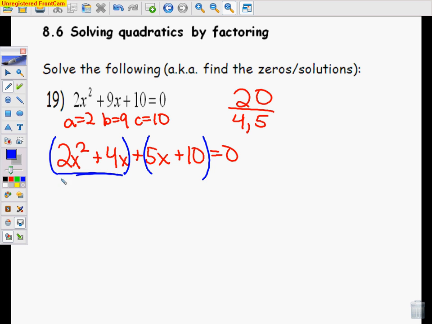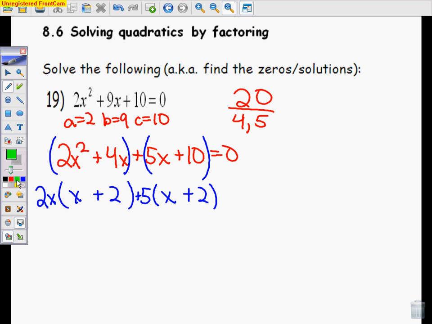The GCF that factors out of this first set of parentheses is a positive 2 and an x. So that leaves you on the inside with x plus 2. The GCF that factors out of this set of parentheses is a positive 5, so we're going to take that out. And that, once again, will leave you with an x plus 2. Afterwards, we factor out the common binomial of x plus 2.